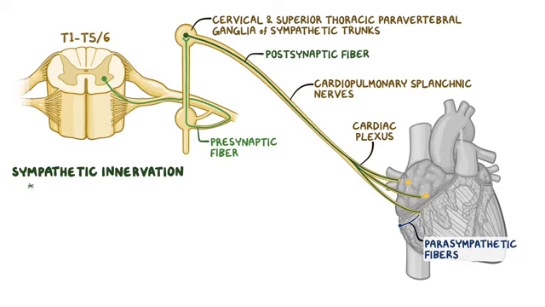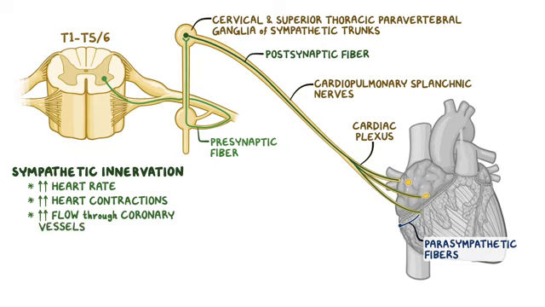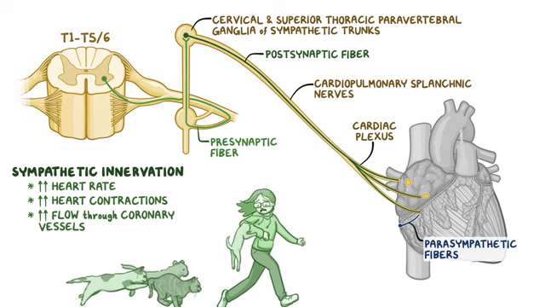Sympathetic innervation is needed to increase heart rate, the force of heart contractions, and increase flow through the coronary vessels to support the increased activity. These actions are crucial if you're caught in the wrong neighborhood and are running from a pack of kittens.